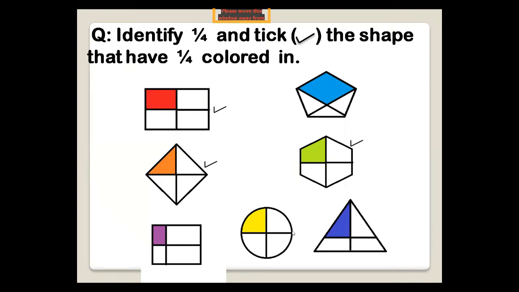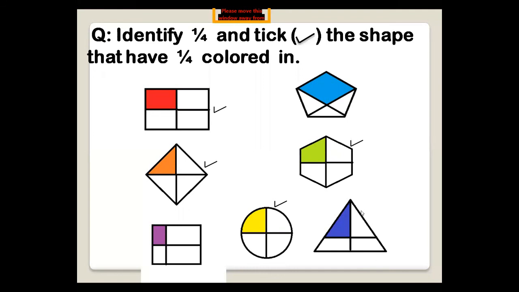Now the next, it is a circle. It is a circle and it is divided into four equal parts, and we will put the tick on this shape also because it is divided into four equal parts. It is called 1/4, 1/4 and 1/4. Okay. Now see the last one.